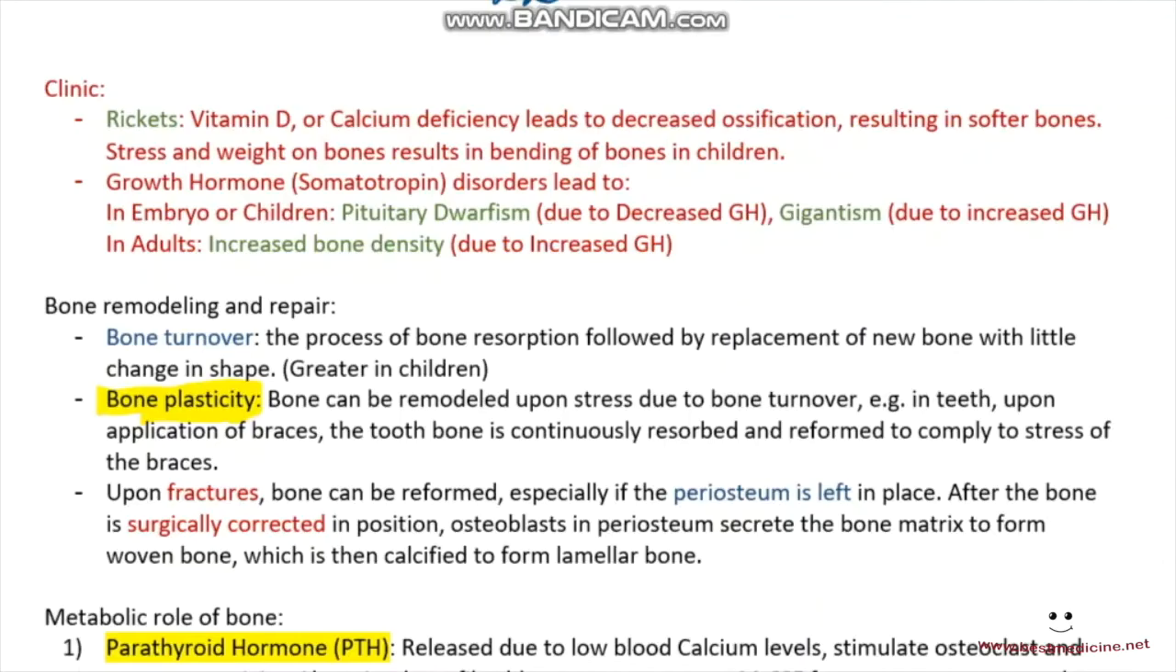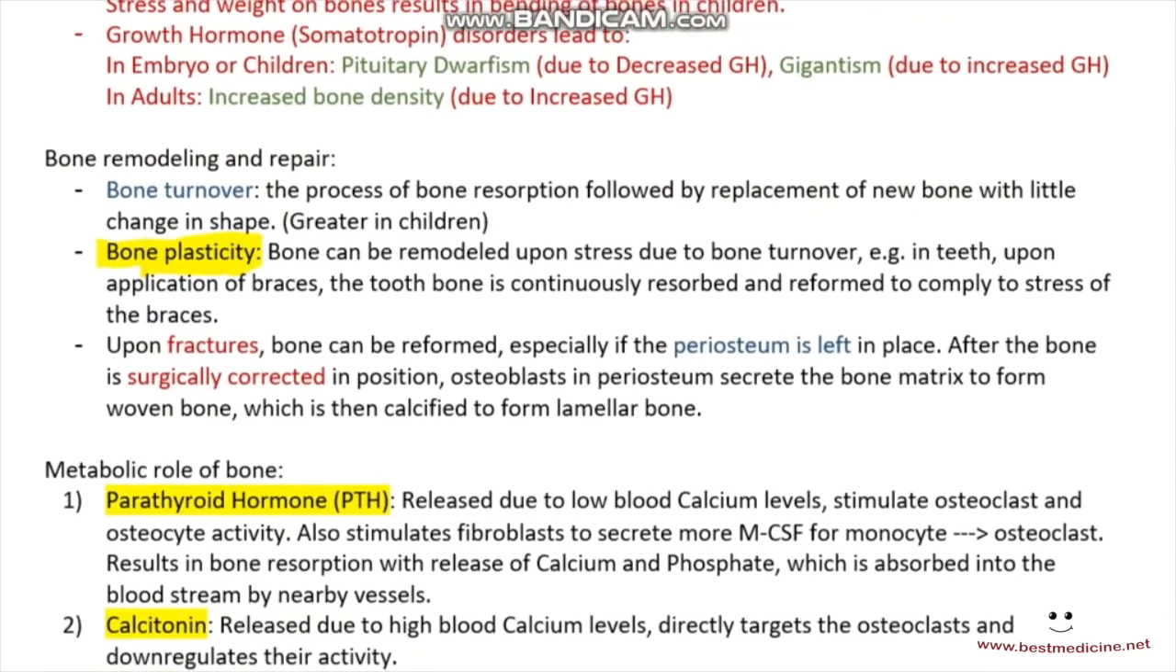And one of the examples we already looked at was the astronauts, that when the astronauts go in space, there's less stress placed upon the bones, and it results in more bone resorption, and so it results in lesser bone density, right? Another example of this is in orthodontics, when braces are placed on teeth, and teeth undergo this stress, and they sort of comply to that stress after a while, then the bone is resorbed and reformed, and so on.